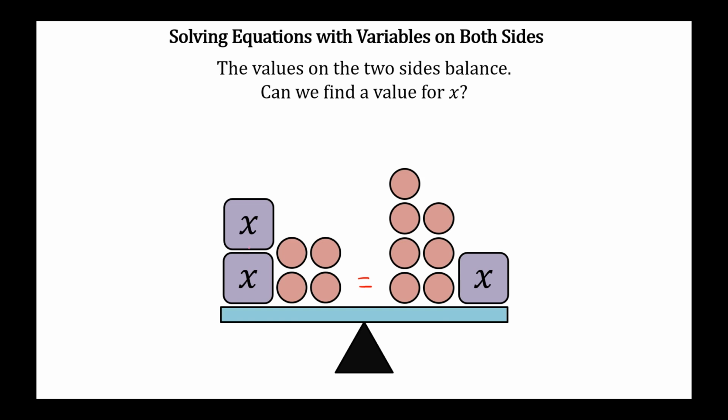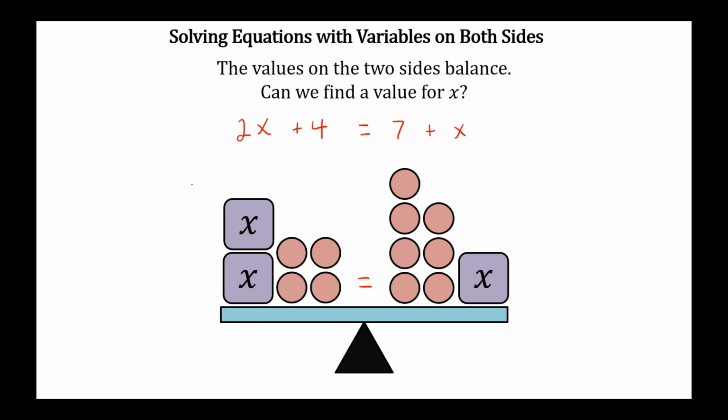I have two x's on the left-hand side, and I have 4 circles. So I have 2x plus 4 on the left-hand side. On the right-hand side, it looks like I have 7 plus 1x, right? So I can either write this as 1x or just write it as x. Now in this case, I have to ask you this question. What's bigger, 2x or x? 2x should be bigger than x, right?